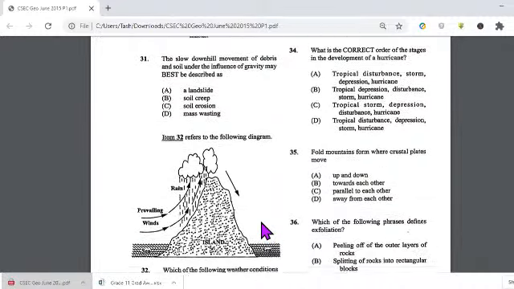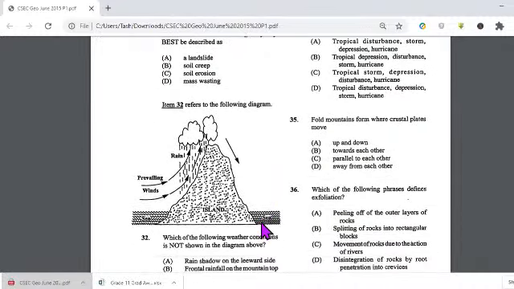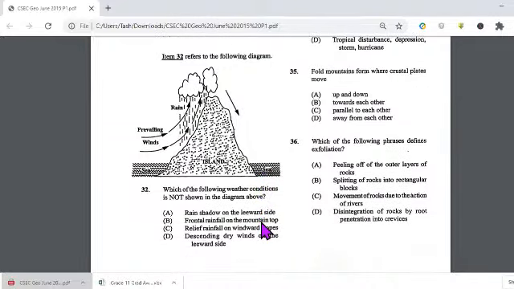Item 32 refers to the following diagram. Which of the following weather conditions is not shown in the diagram above? A, rain shadow on the leeward side. B, frontal rainfall on the mountain top. C, relief rainfall on windward slopes. D, descending dry wind on the leeward slope. On the leeward side, sorry. All right, so what exactly are we seeing in this diagram?